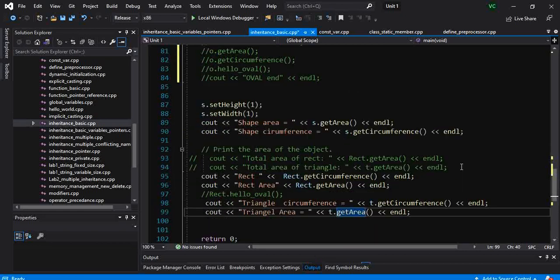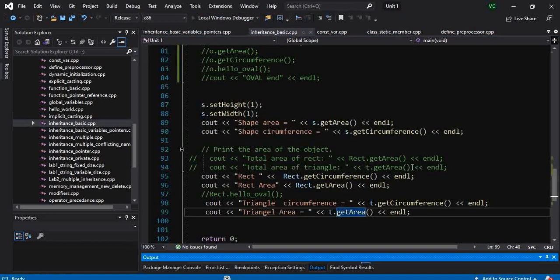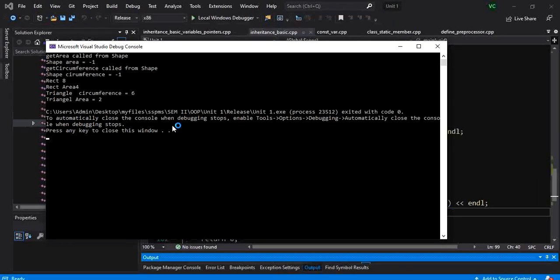And it should do the appropriate calculation and give us the correct area and circumference. Let us run this program and see. So as we can see, the get area from the shape was called, and it says minus 1 because the shape is undefined. Similarly for the rectangle, it gives us the correct area of 2 for circumference of 4 and area of, circumference of 8 and area of 4. Similarly for the triangle.